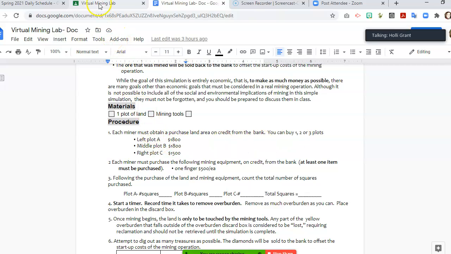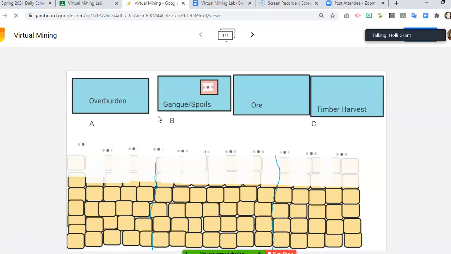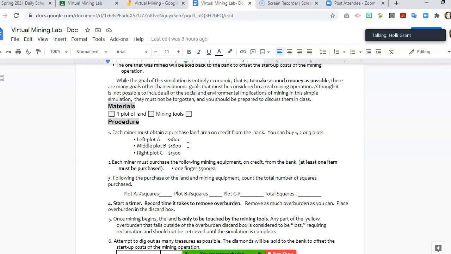Here's what I want you to do. I need you guys to go ahead and open up the Jamboard. Now don't start clicking around, because you'll see why in a second. You have plot A. There's this blue line that separates plot A, plot B, and plot C. Based on your document, you can either buy the left plot, which is $1,800, the middle plot, which is $1,800, or the right plot, or you can buy all of the above.